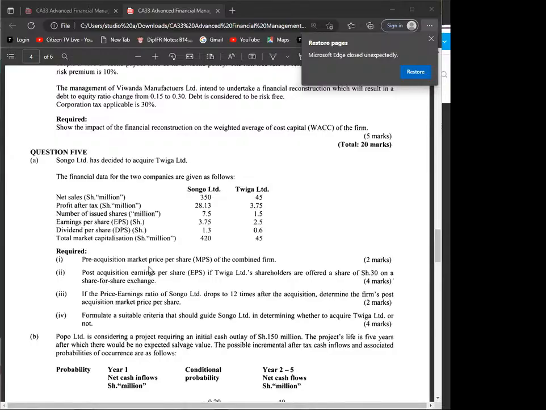The market price of the predator? Yes, I can see the market price of the predator. It is the total market capital, which is 420. The total market capital, which is 420, divide this by the number of shares issued, which are 7.5.